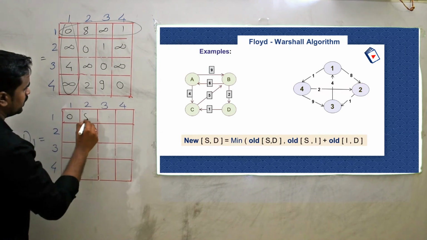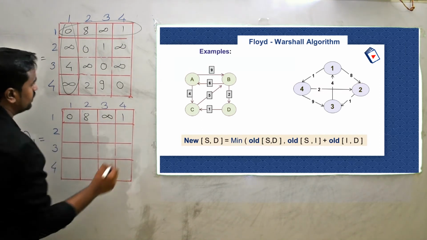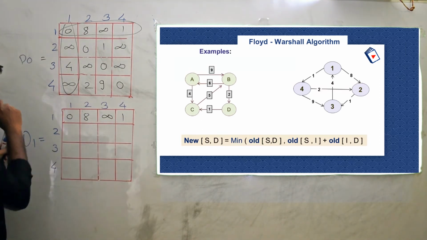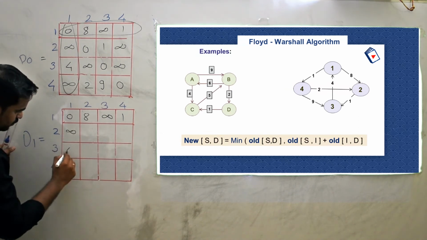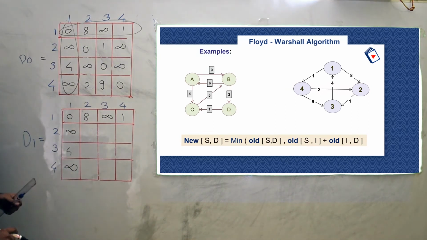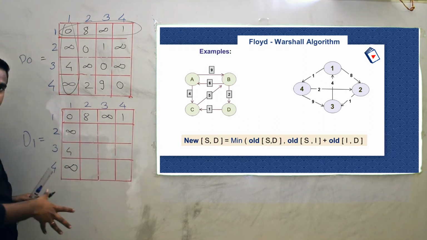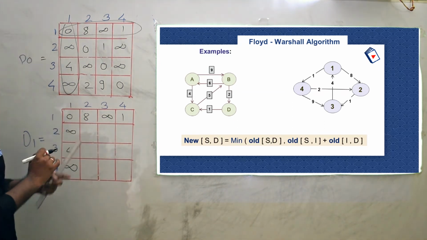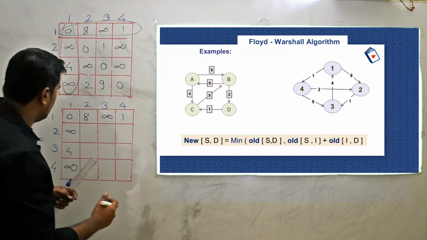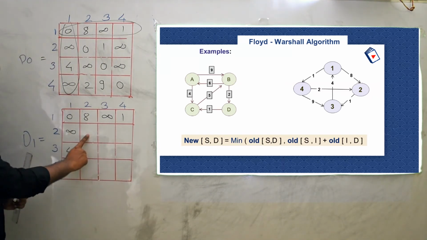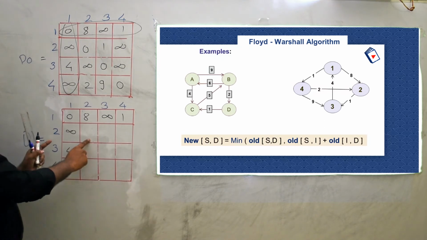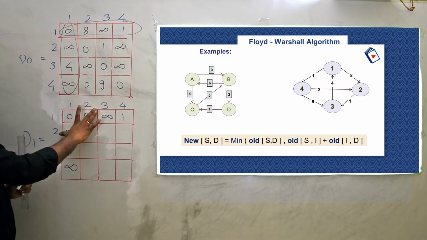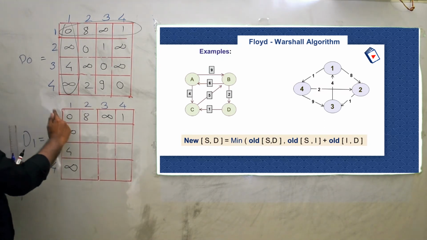So 0, 8, infinity 1, and then infinity 4, 8, infinity 4, infinity. Done. Now I want to calculate these values. So instead of calculating all other values, let's eliminate certain values. Now which values do I have to eliminate? For example, for 2 to 2, how will I calculate it? First of all, I want to calculate either 2 to 2 minimum distance or 2 to 1 and 1 to 2.